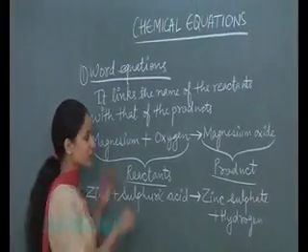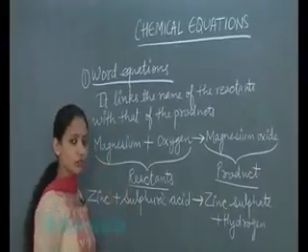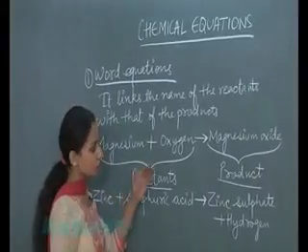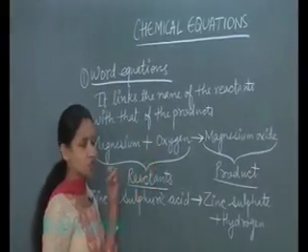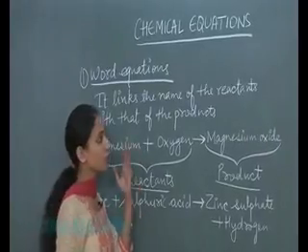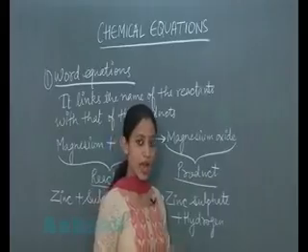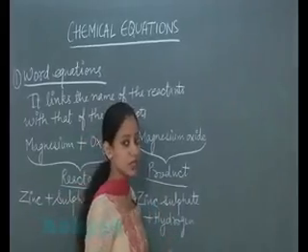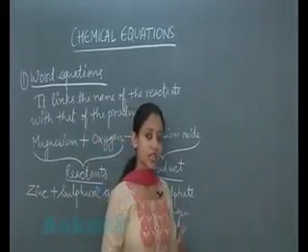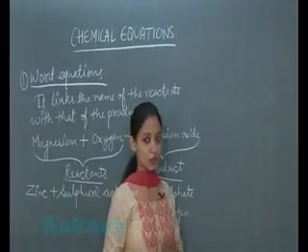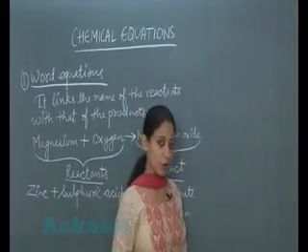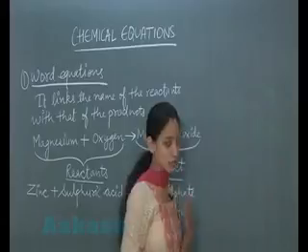Now students, this representation of the reaction in the form of word equation is not that short. So instead of using the word equation, we actually use the symbols and formulas of the species, and the equation in which the symbols and formulae are used, that equation is known as chemical equation. So students, let us know about the second type of equation, that is chemical equation.